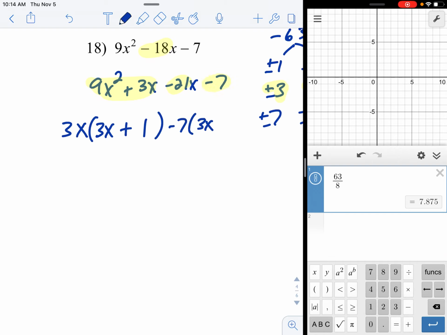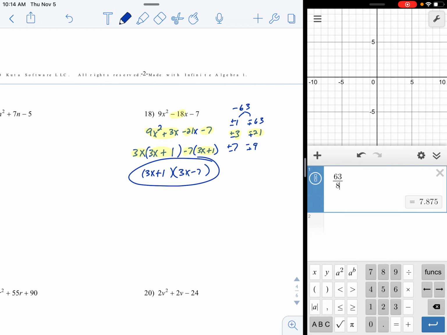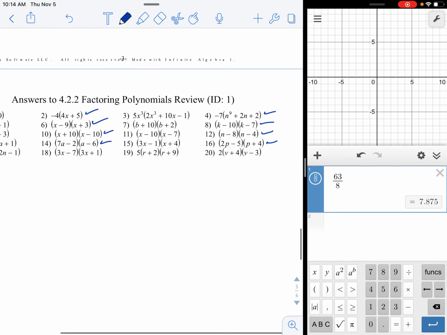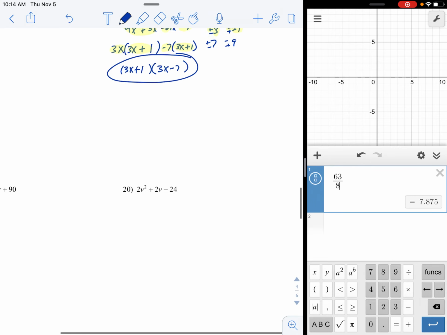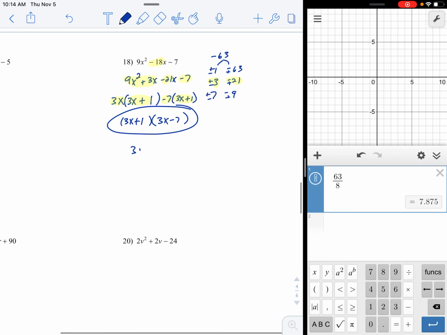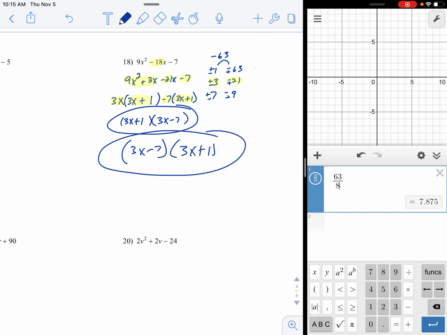And that's going to leave you with 3x, right? 3 times negative 7 is negative 21, and a plus 1. Negative 7 times positive 1 is negative 7. Do you see how this matches that? That means we're doing it correctly. So half of our final answer has got to be 3x plus 1. The other half is going to be 3x minus 7. Check number 18. And there it is. It's backwards, but again, that doesn't matter. 3x minus 7, 3x plus 1, same thing.